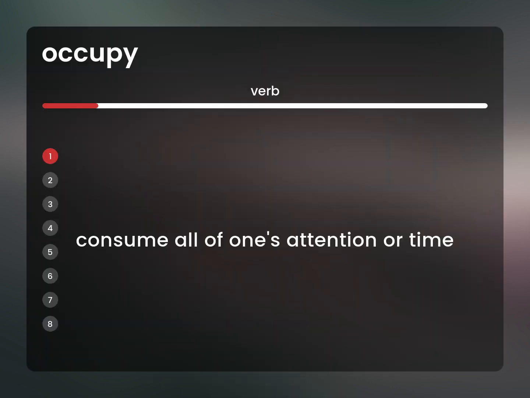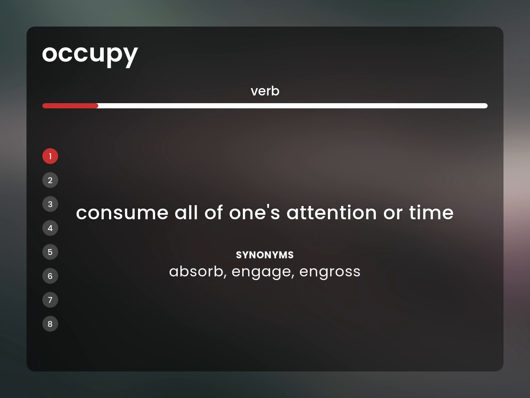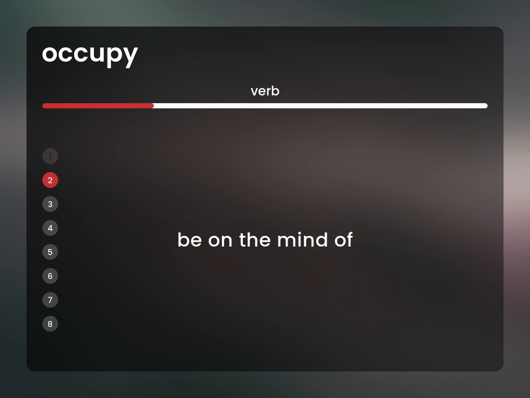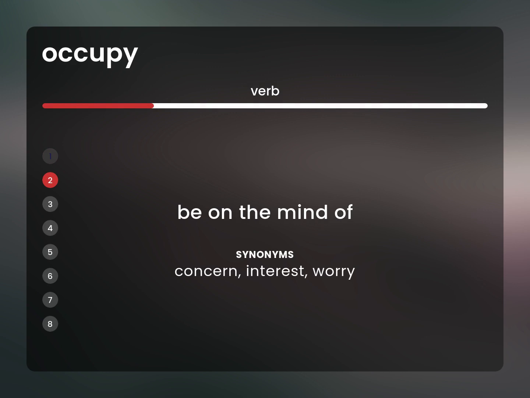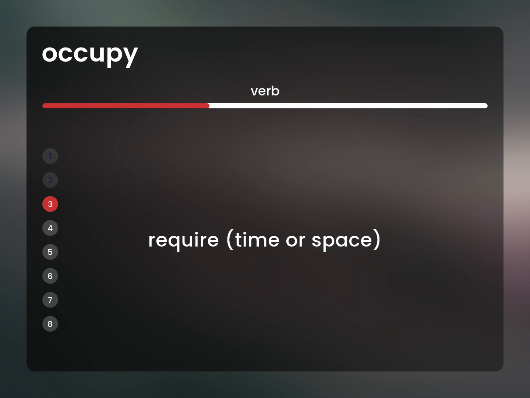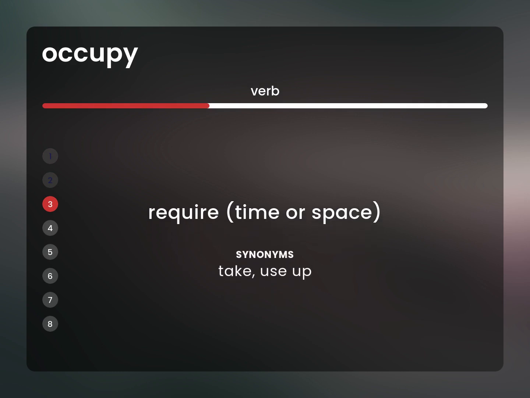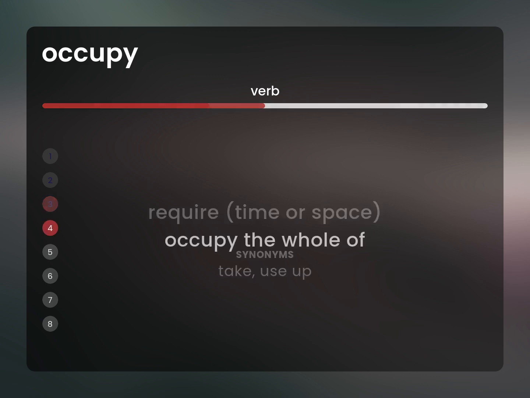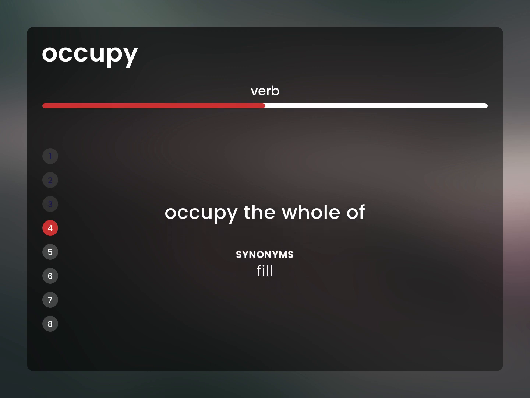Consume all of one's attention or time. Absorb, engage, engross. Be on the mind of. Concern, interest, worry. Require, time or space. Take, use up. Occupy the whole of. Fill.